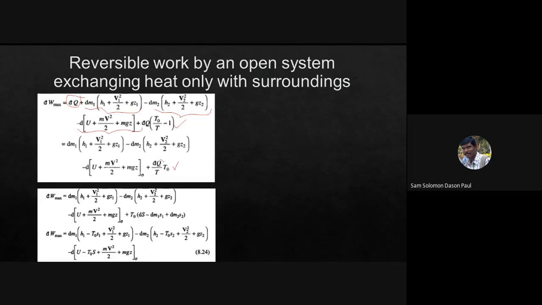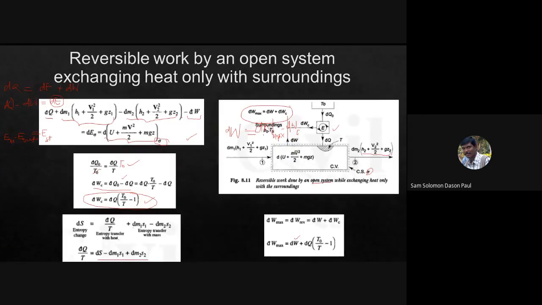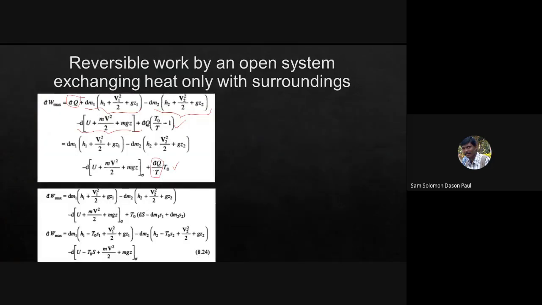This dq by t is nothing but the change in entropy. So we have already defined change in entropy, cyclic integral of dq by t. So here you have dq by t, so this is nothing but delta s. If you look at the previous slide, dq by t is ds minus dm1 s1 plus dm2 s2. So that is being substituted here, and that is multiplied by t naught, which is already there.